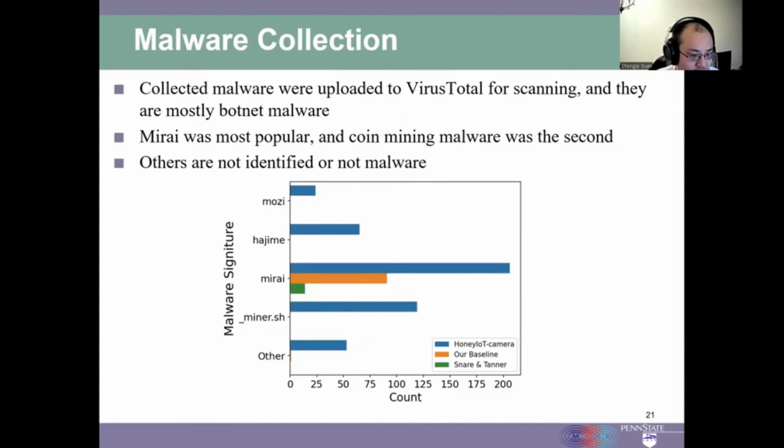So this figure shows the malware collected by different honeypots. After the crawler gets the malware, we upload them to VirusTotal for malware classification. Most of the malware collected by HoneyIoT are different types of botnet malware. Since the source code of Mirai is open to the public, a lot of attackers write their own version and create their own botnet.